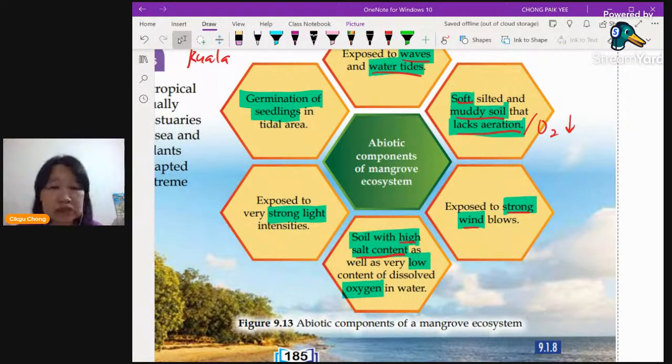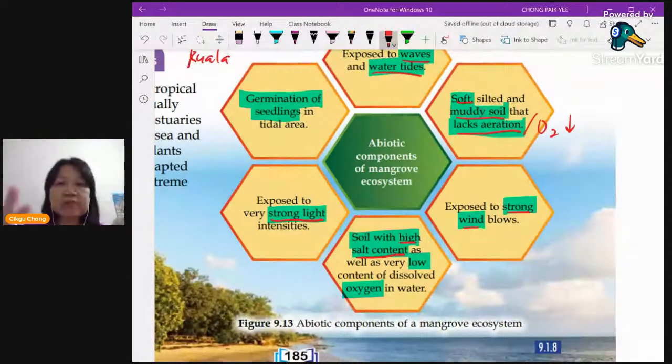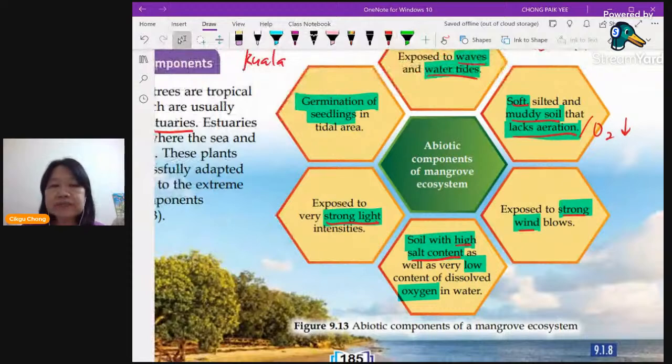Salinity just means saltiness. And then it's also exposed to strong light intensity. It means very strong sunlight. It's very, very bright and it's quite hot over there as well. So strong winds, strong sunlight, and lack of oxygen.